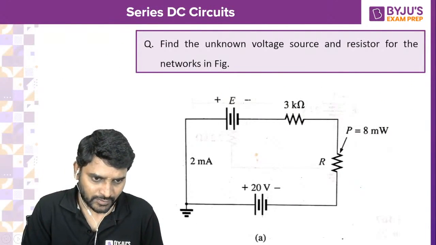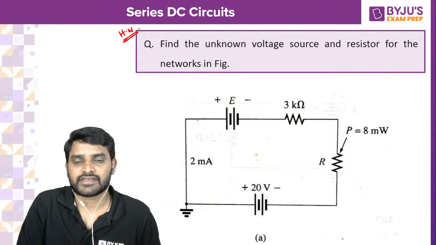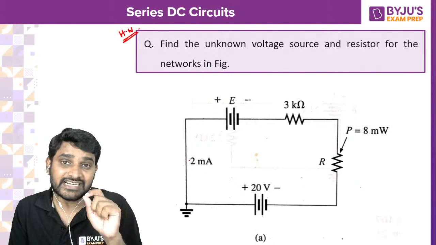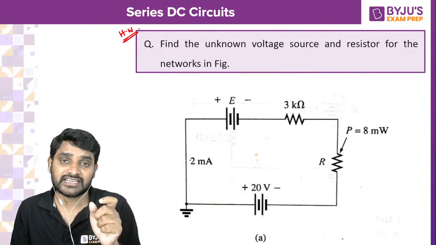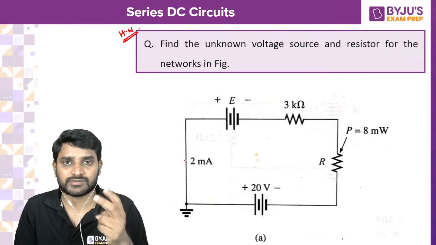I have given one more question, one more homework question. I have given. Anybody tried? How much is the answer? You know, if the current direction is not given, be careful. If the current direction is not given, there is chance of getting two possible answers.